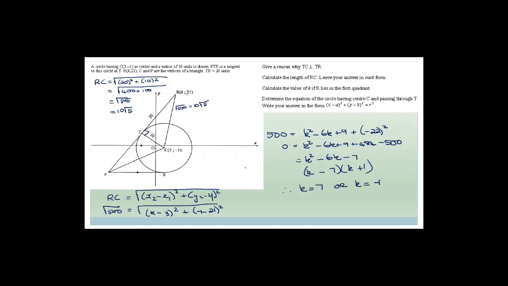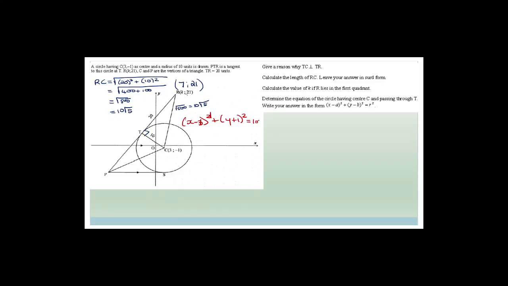But you'll notice that they said that it is in the first quadrant. So therefore, k has to be 7. So it's (7, 21) is R. Now it says determine the equation of the circle having center C and passing through T. Write your answer in the following form.